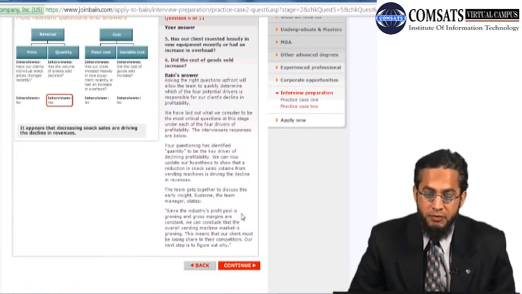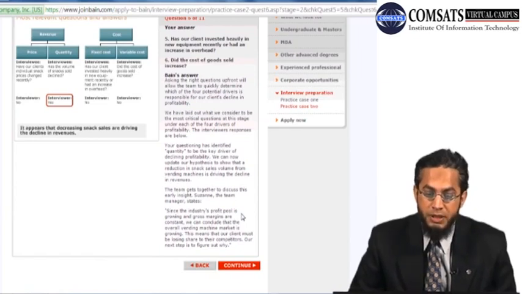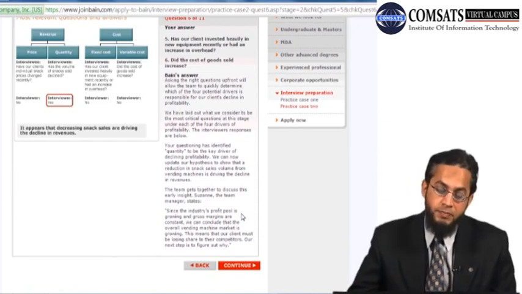So your questioning has identified quantity to be the key driver of declining profitability. We can now update our hypothesis to show that a reduction in snack sales volume from vending machine is driving the decline in revenues. The team gets together to discuss this early insight. Susan, the team manager, states, based on that insight, वो क्या state करती है?